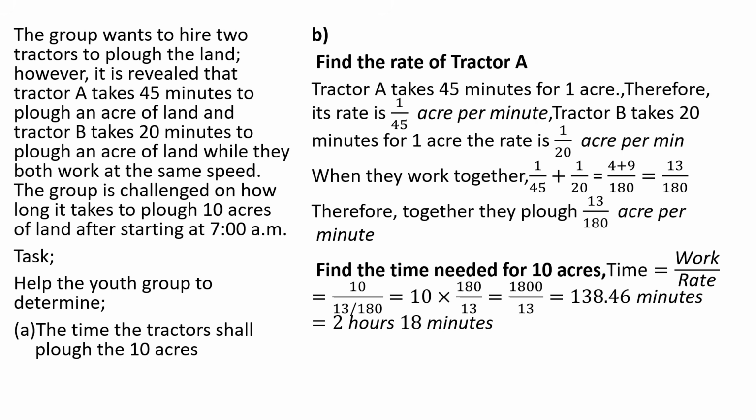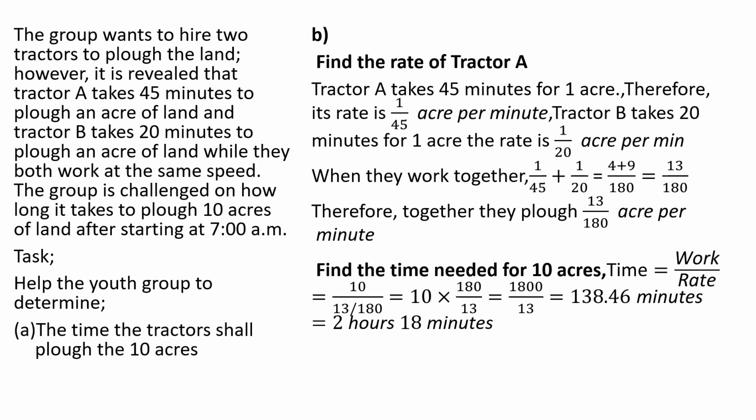So now here, tractor A takes 45 minutes to plow an acre. It means that in 1 minute, now I'm looking at the rate, it plows 1 out of 45 of the acre per minute. And then tractor B takes 20 minutes for an acre, so the rate is 1 out of 20 of an acre per minute. Then when they work together, you have to add those fractions.